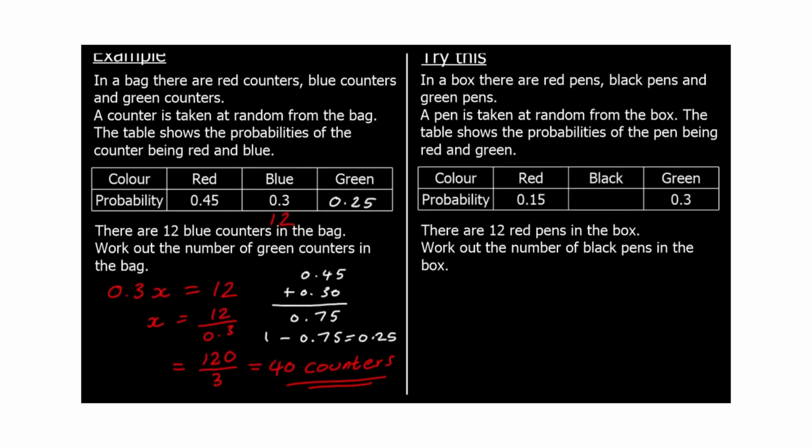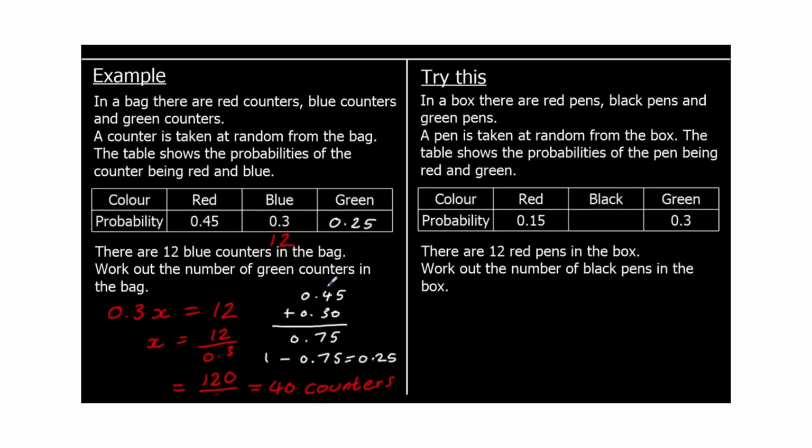Here is one for you to try. So give this one a go. So we've got red pens, black pens, and green pens. So let's get the missing probability first. 0.15 and 0.3 makes 0.45. So 1 minus 0.45 is 0.55. So the probability of a black pen is 0.55 or 55%.